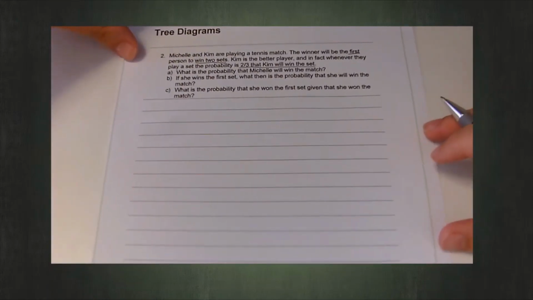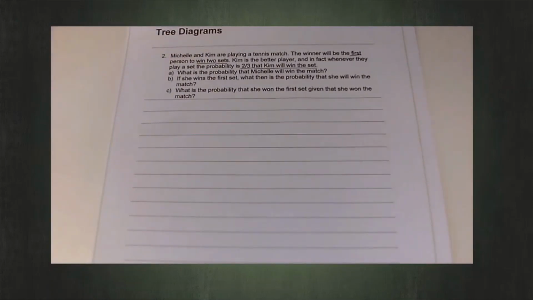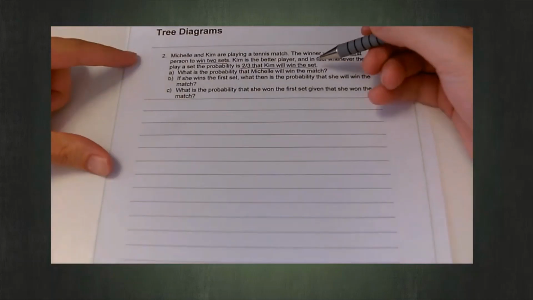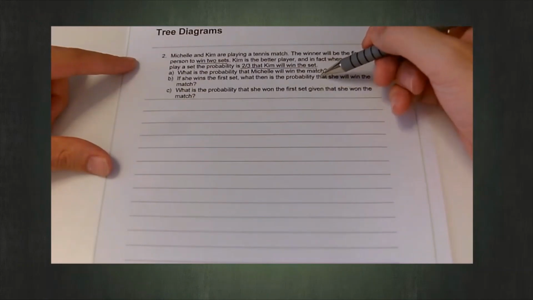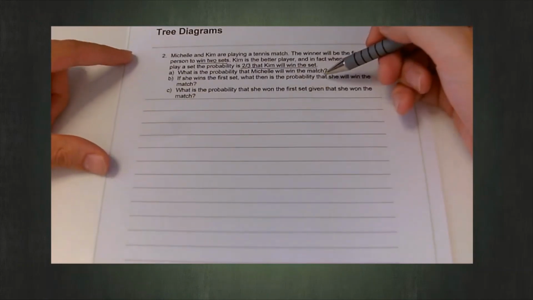Then we've got to answer these questions. What's the probability that Michelle will win the set? If she wins the first set, what's the probability that she'll win the match? What's the probability that she won the first set, given that she won the match? We've got to really understand this. The question starts off with Kim, and her probability of winning is 2/3 for 1 set. Then all the questions talk about Michelle.